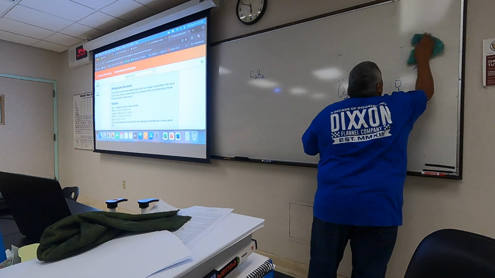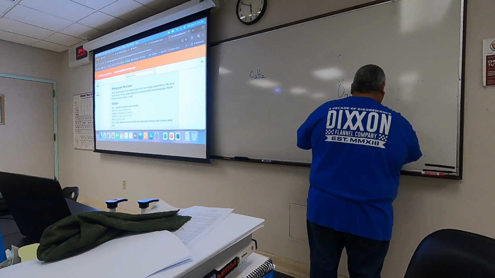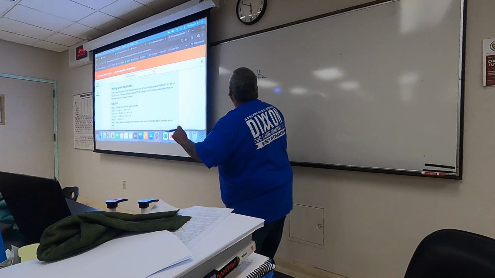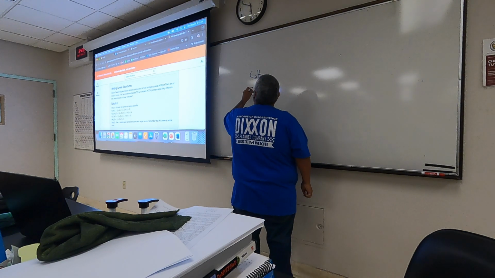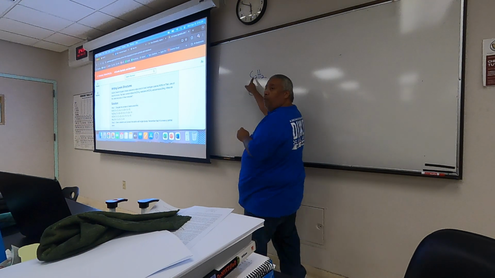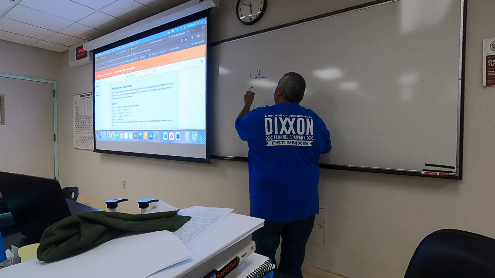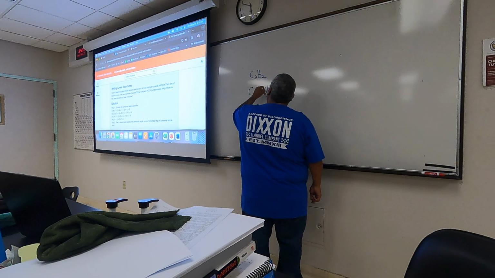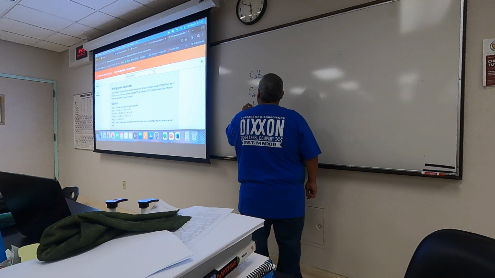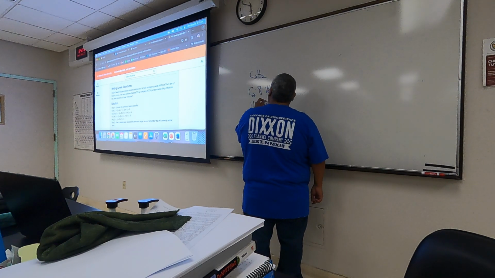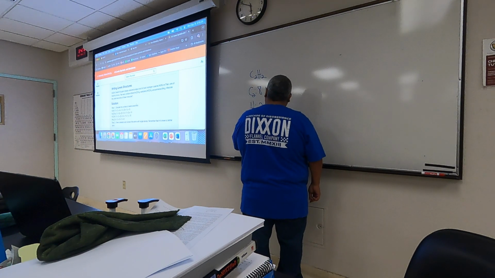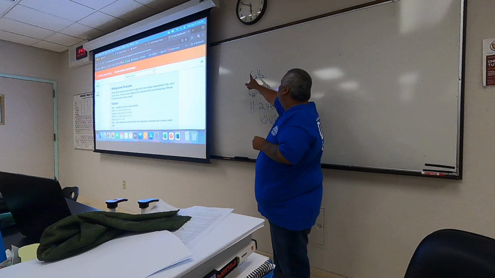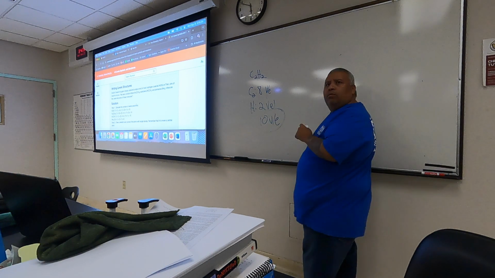C2H2? Let's work on this one. So C2H2, carbon, there's 2 of them, has 4 valence electrons. So carbon has 8 valence electrons, and hydrogen here, we're at 2 valence electrons. So a total of 10 valence electrons for this structure. So step 1 is done.